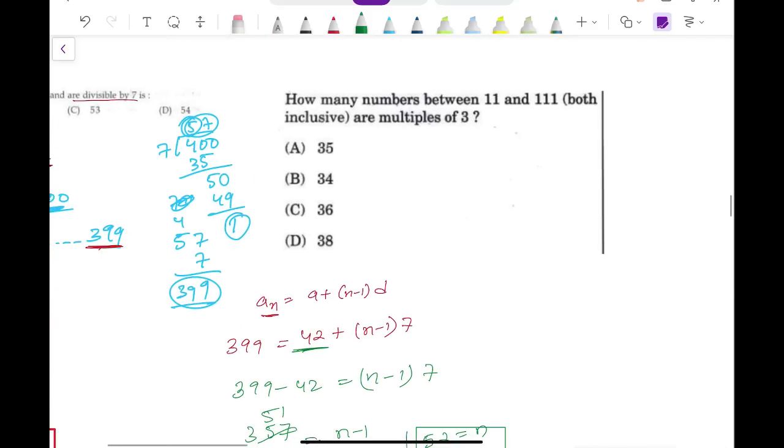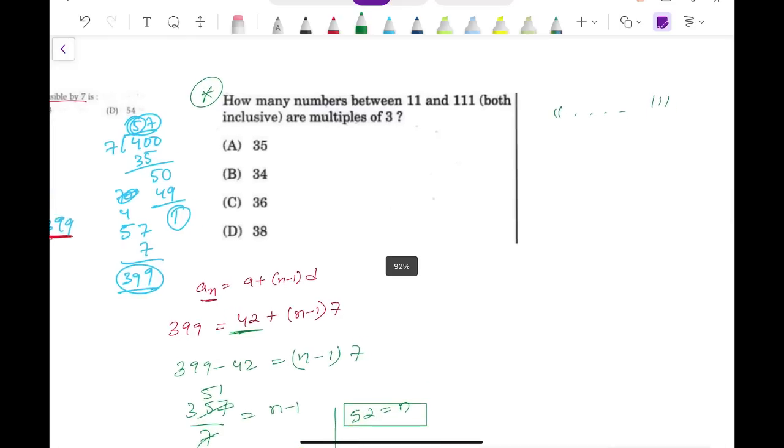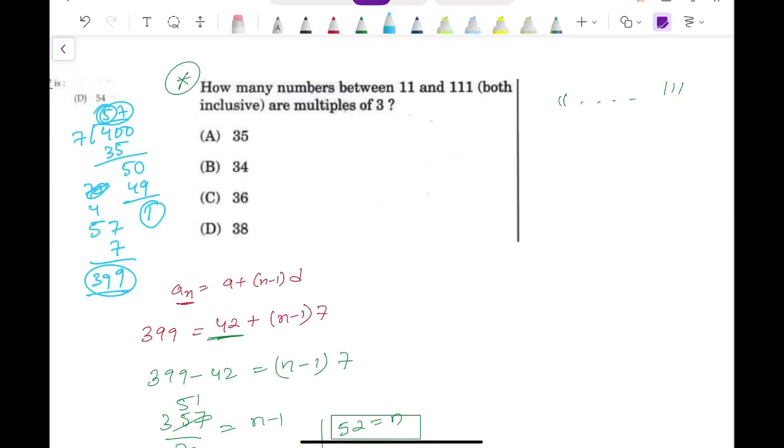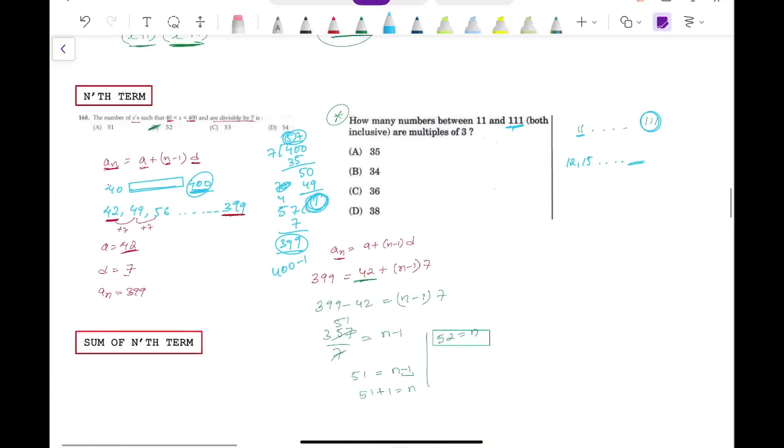So same way you can try this question. The numbers between 11 to 111. You find the greatest number, and you first find the first term. The first term will be 12 because 11 is not a multiple of 3. So multiples of 3 will be 12, 15, and so on. The greatest number you divide, and from this one you subtract the remainder, just like I did. 400 minus 1. 400 was the greatest number here. From this one you subtract the remainder that you are getting. So you will get the answer likewise.